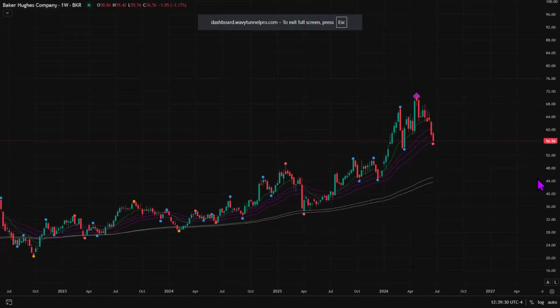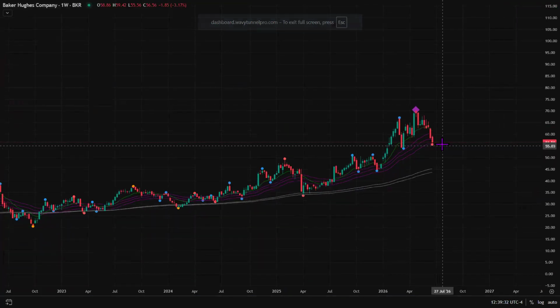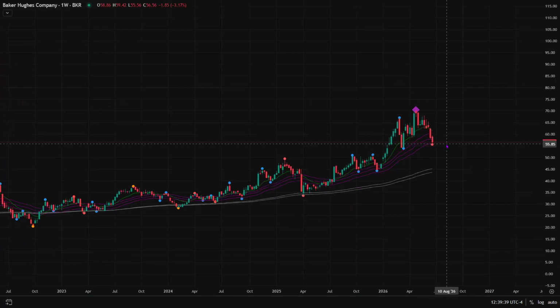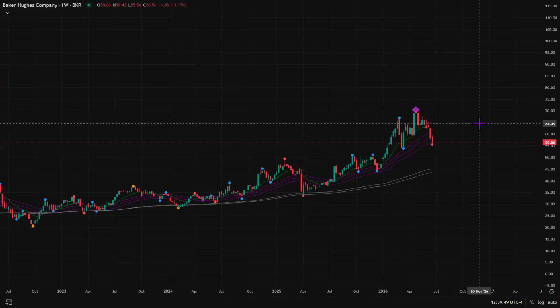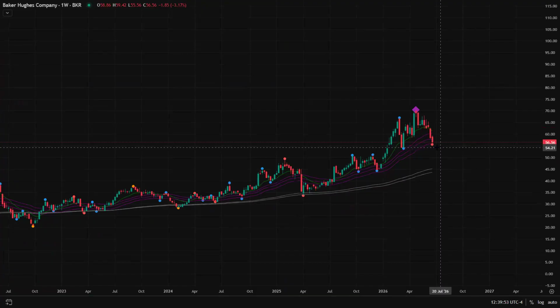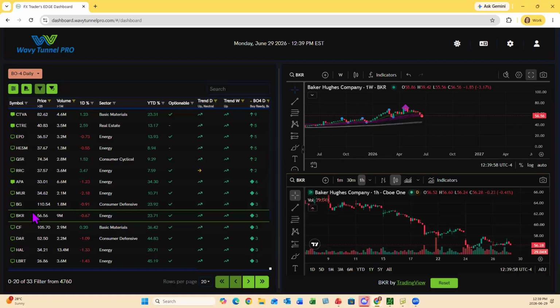I want to make sure that we stay above the wave on the weekly. If we start to go below the wave on the weekly, which is roughly 55.80, 55.75, then I would be cautious and we could potentially move lower. So I think that's what I'd be looking for. We need to hold these levels. So I'll put this on the watch list.